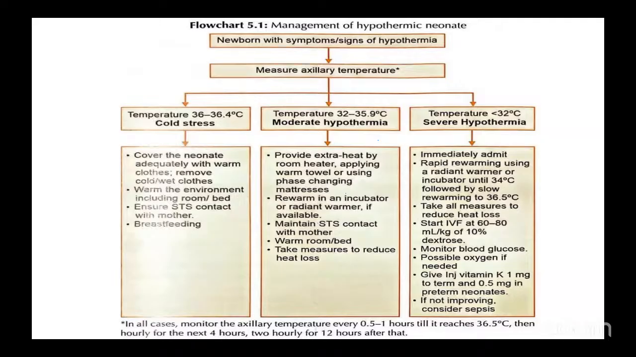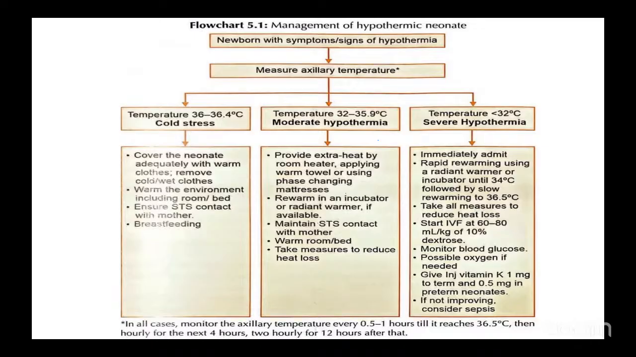Take all measures to reduce the heat loss. The 4 types of heat loss I was talking about: radiation, convection, conduction, and evaporation. You may need to start the patient on IV fluid to maintain the blood sugar in the normal range. The patient may also need oxygen and vitamin K. If it's not already given, you give vitamin K or repeat vitamin K.